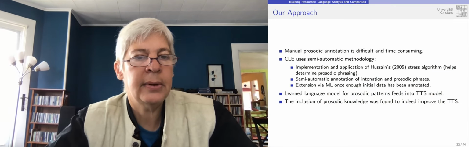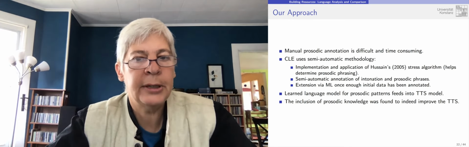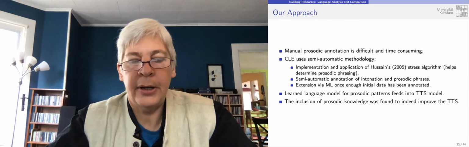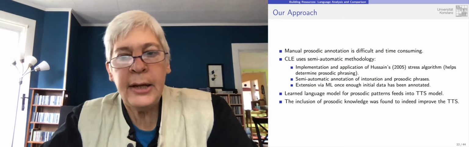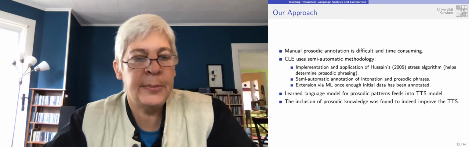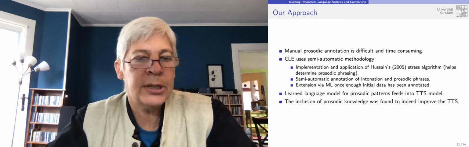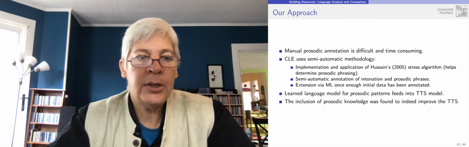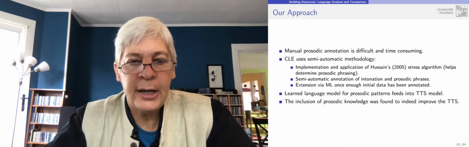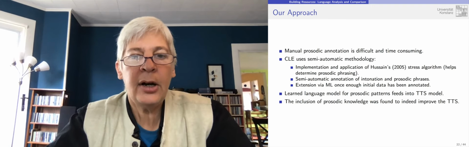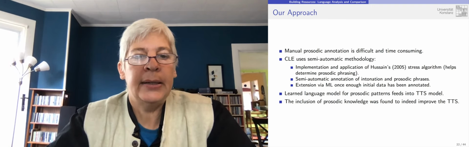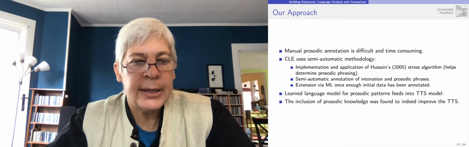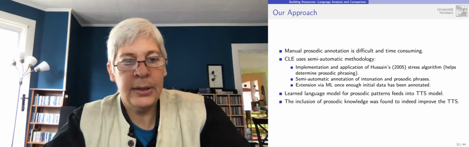So you can see that doing that manually is difficult and time-consuming. It really takes a lot of time. CLE has decided to use a semi-automatic methodology. They've implemented a stress algorithm that helps determine the prosodic phrasing, and they do semi-automatic annotation of intonation and prosodic phrases depending on what they've already identified via linguistic analysis of a certain set of the data. And then they feed that into a system. They automatically annotate and then check that and then keep expanding the automatic annotation system.